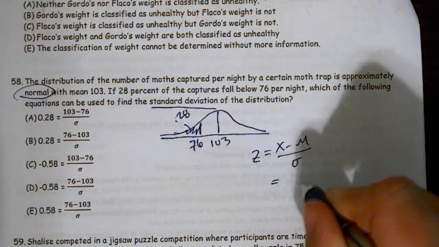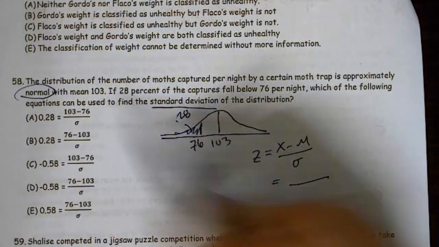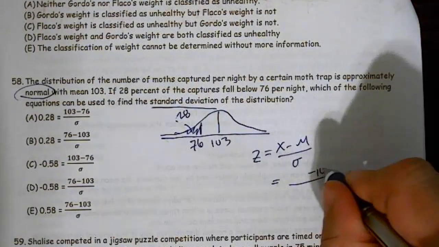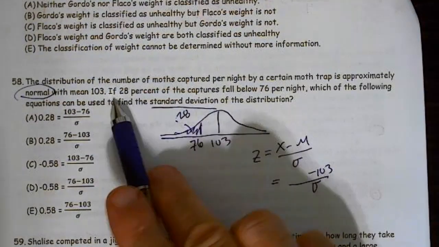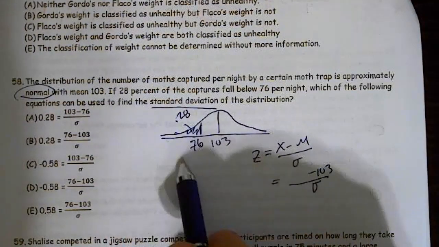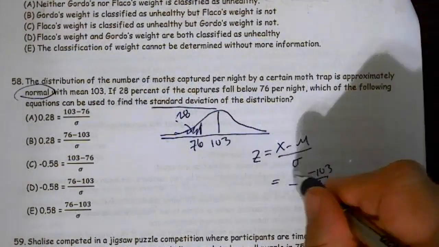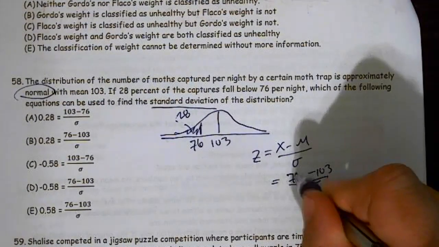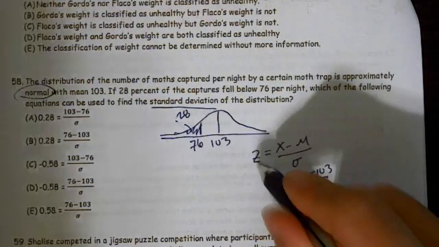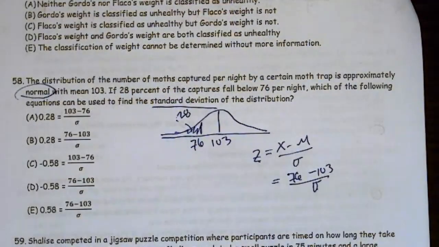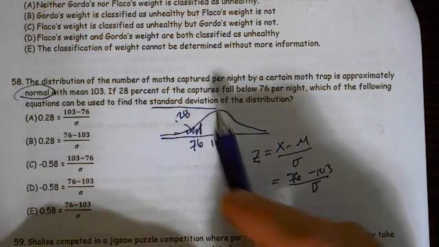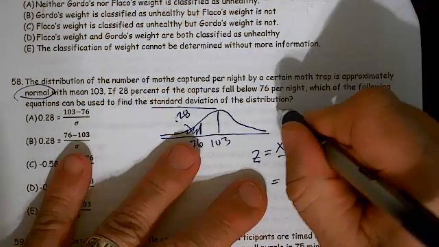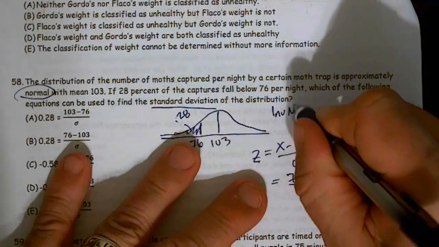Well, when I start plugging in, I go, hey, you know what? I have a mean of 103. We know we're looking for the standard deviation. And they tell me that my x value is 76. Calculated that. Unfortunately, I'm still missing standard deviation. I'm still missing z. But if they give me an area, I can go use my inverse norm. So I'm going to need to do an inverse norm.